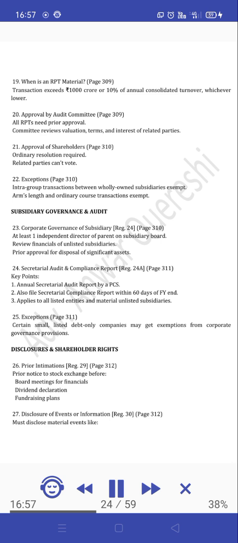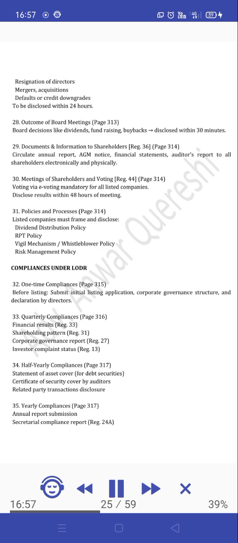27. Disclosure of events or information, Reg. 30, page 312. Must disclose material events like resignation of directors, mergers, acquisitions, defaults or credit downgrades within 24 hours. 28. Outcome of board meetings, page 313. Board decisions like dividends, fundraising, buybacks are disclosed within 30 minutes.